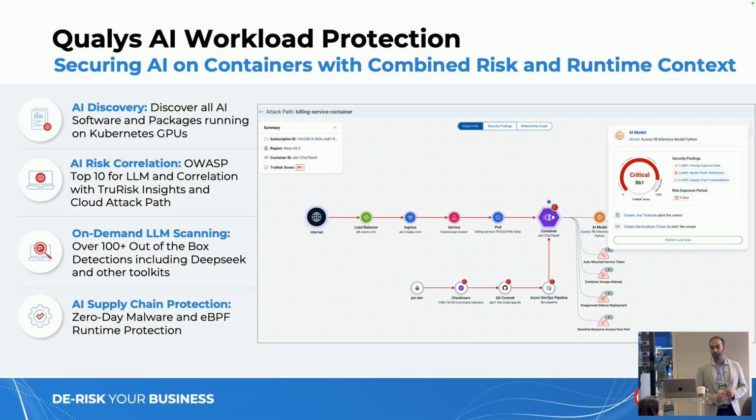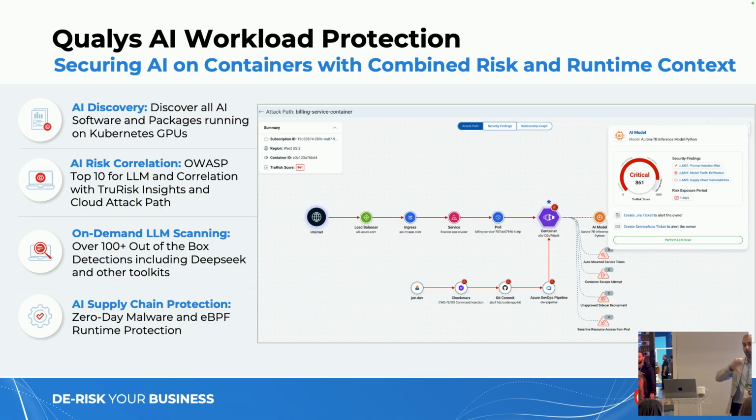And that's where we're announcing Qualys AI workload protection for containers. The idea is we have a full blast radius attack path and integrated visibility into any AI model running on your Kubernetes clusters. You have the ability with one click to scan your LLMs instantly and discover all the software, all the packages running on Kubernetes GPUs.